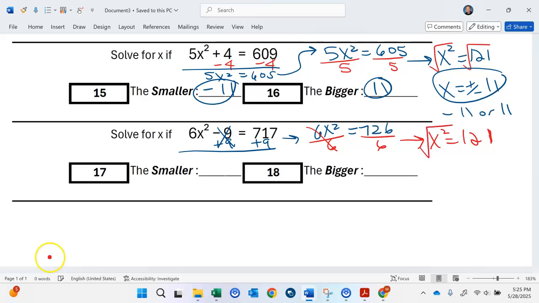And then the last step is going to be to do this. So x equals, and if you do this on your calculator, it's going to be plus or minus 11. So it's like this other one, negative 11 or 11. Okay, so that's how you do it.